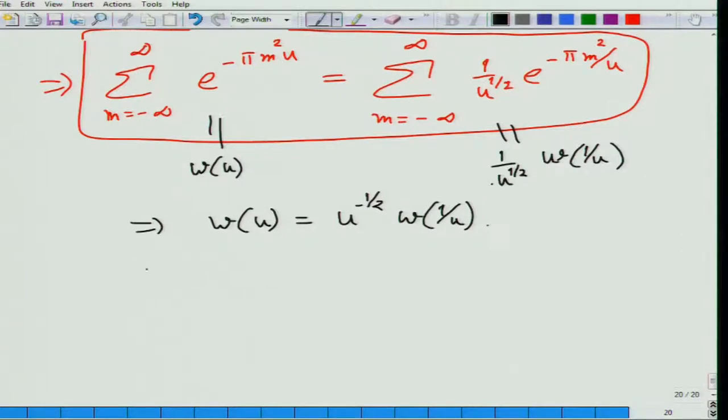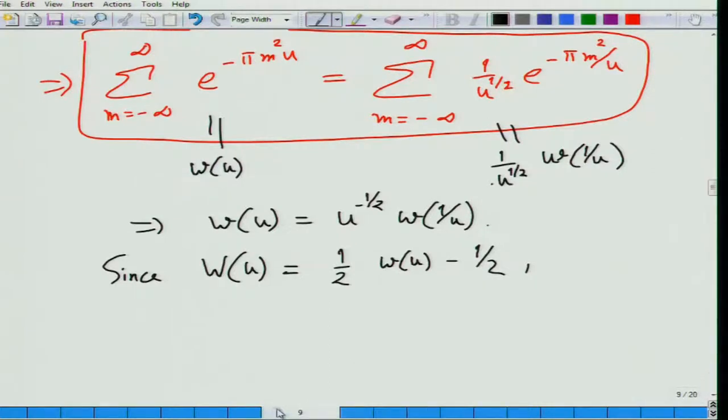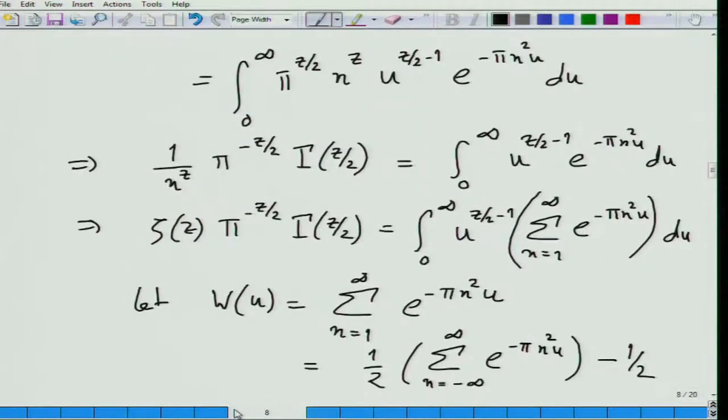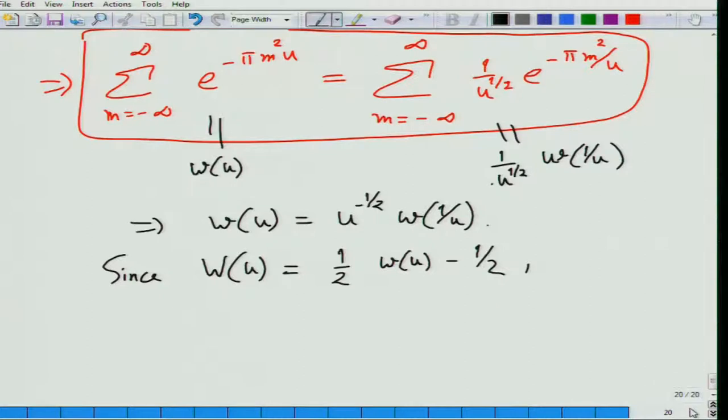But let us first establish capital W u was half of small w u minus half, right? This is what it was. Capital W u is half of small w u minus half. So, we can rewrite this relationship in terms of capital W.